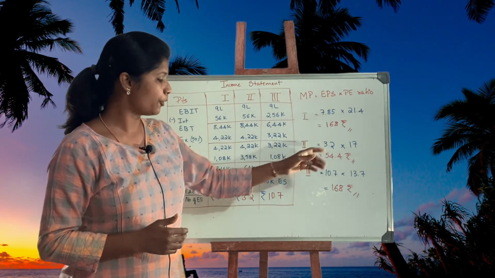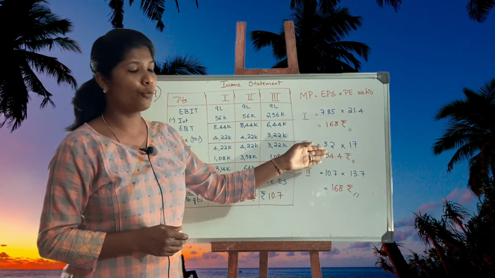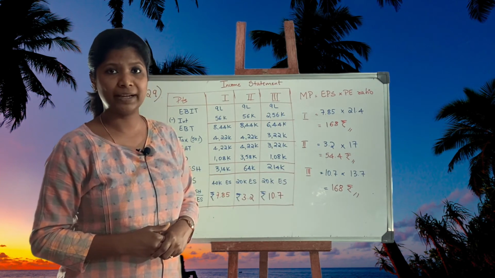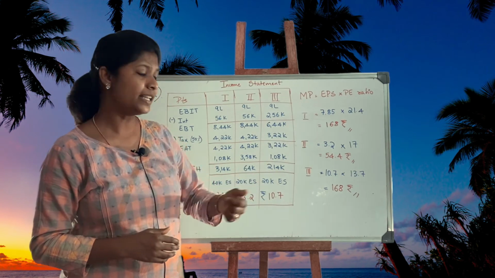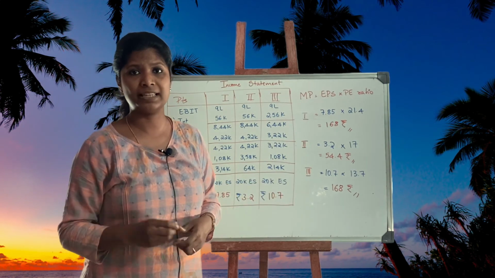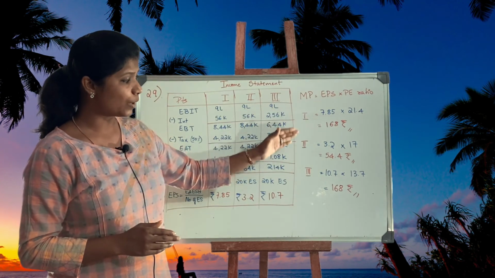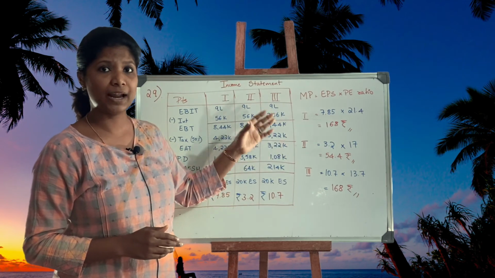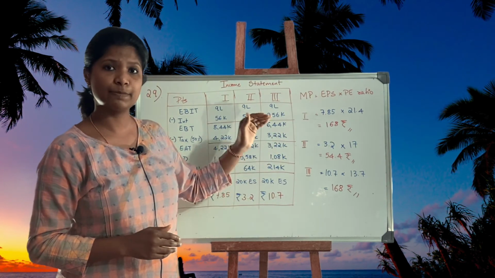Plan 2, 3.2 multiplied by 17 given in the question, we arrive at 54.4 rupees. And the last one, 10.7 multiplied by 13.7 gives us the same 167.99, which I have just rounded up to 168 rupees. So if you observed, both plan 1 and 3 have the same market price. So the price of my share in the market is the same, 168, as per both the plans.